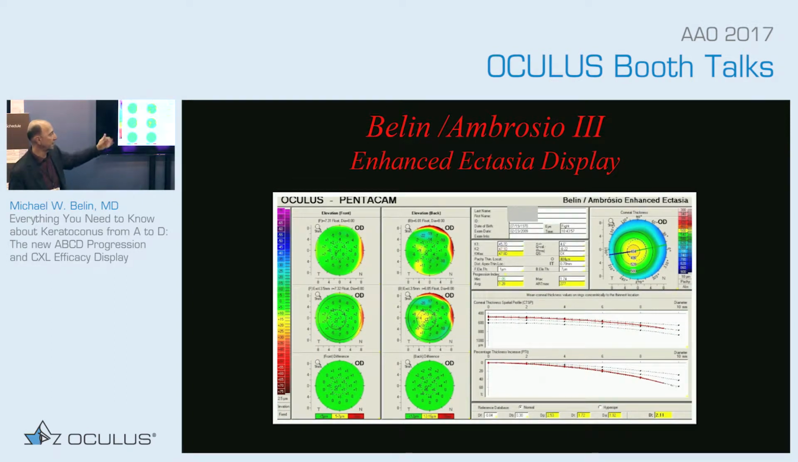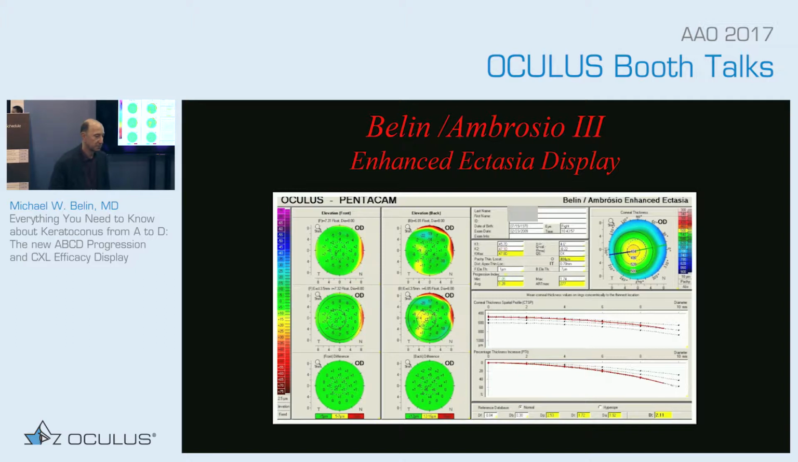So again, this is what it looks like. This represents the anterior surface, the posterior surface. These are the 2 pachymetric progression. But you'll notice that there are a lot more parameters that we report to you than just the ones that are on the bottom here.